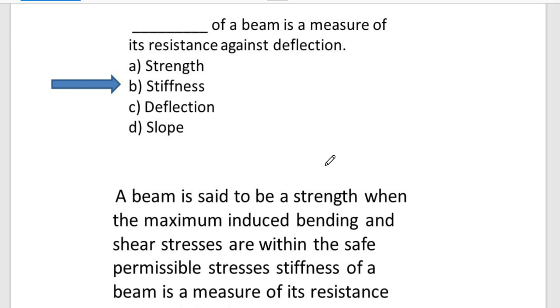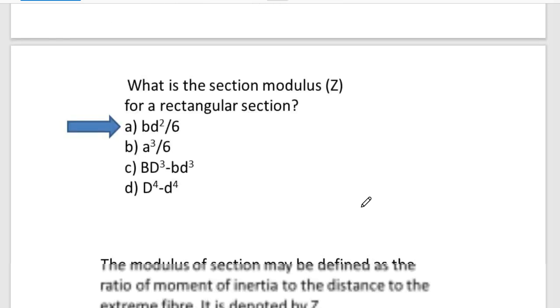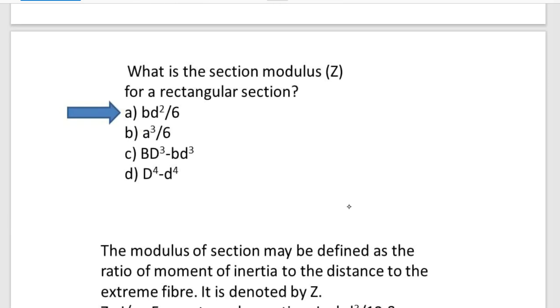Next, question number 4: the what of a beam is a measure of resistance against deflection. We say stiffness, so option B. A beam is said to have strength when the maximum induced bending and shear stress are within the permissible stresses. Stiffness of a beam is a measure of its resistance against deflections.